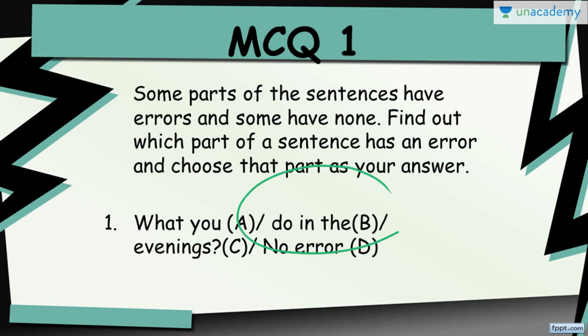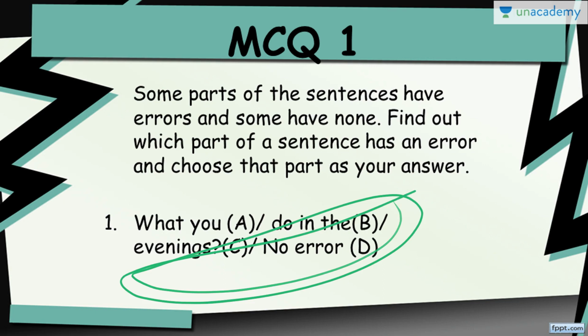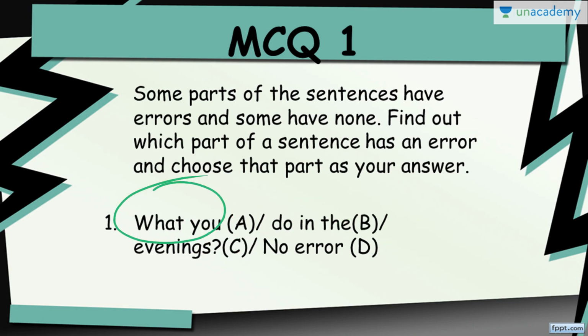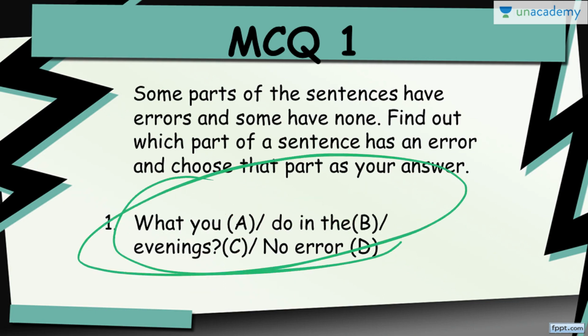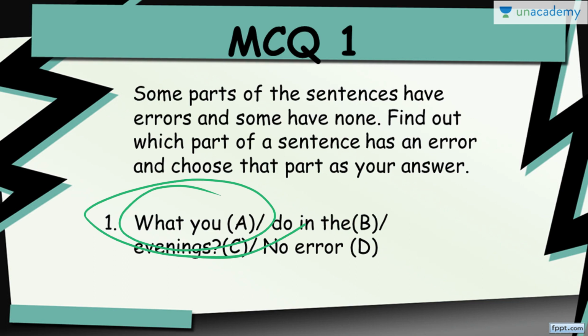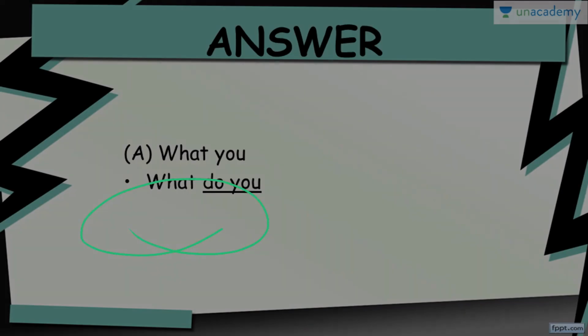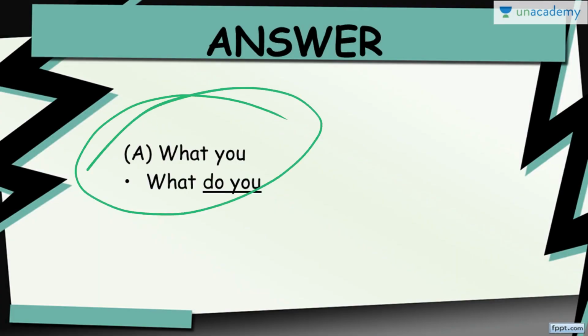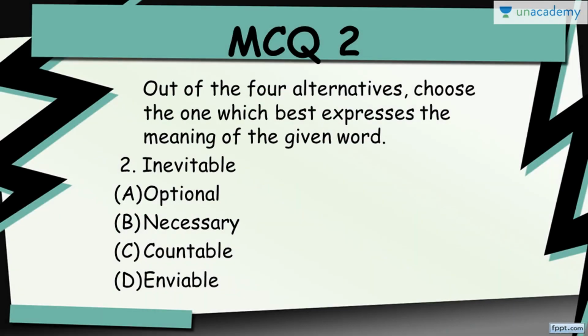ये जो यहाँ पे do है, this is for the subject. This is for you. लेकिन the question जो पूछा गया question उसका verb तो है ही नहीं. And for that we need to find what is the verb. So this verb is missing in this part of the sentence. So the incorrect part is part A, and therefore we have got the answer as part A of the sentence, which is incorrect, which is wrong, which has an error. Moving on to MCQ 2.